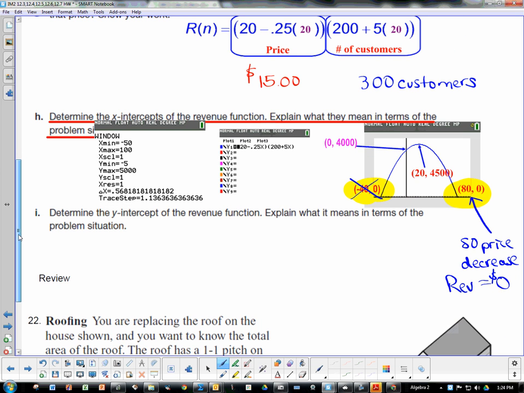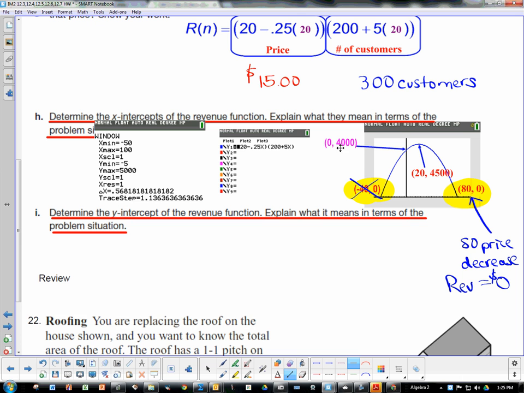Moving to part I. Part I is asking us to determine the y-intercept of the revenue function and explain what it means in terms of this problem situation. Why don't we go ahead and look up here again. This y-intercept is right here. You can see my cursor. That happens to be 0, 4,000.